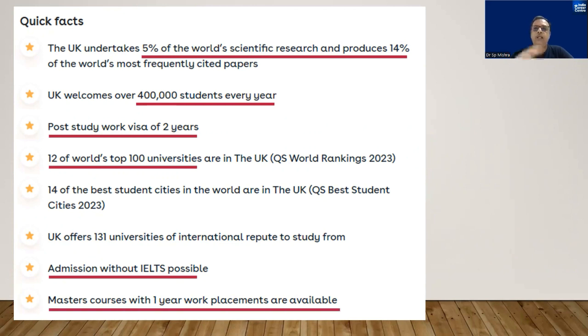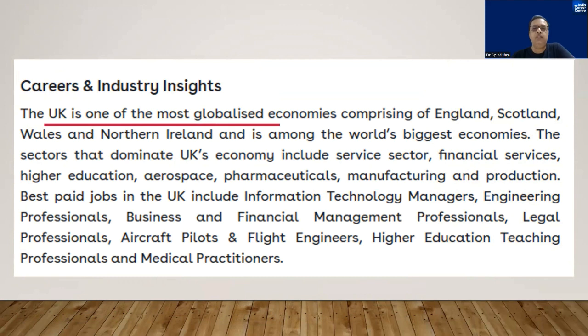Okay, and unlike Canada and Australia, the master courses are mostly for 1 year, and there is an option for 1 year course along with a placement year also. One of the most globalized economy, and the countries are England, Scotland, Wales, and Northern Ireland. These are the 4 countries which make it UK.